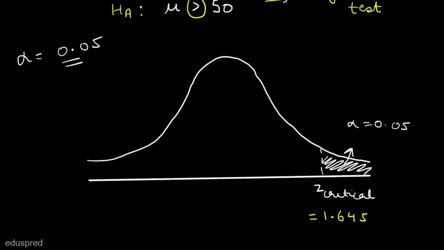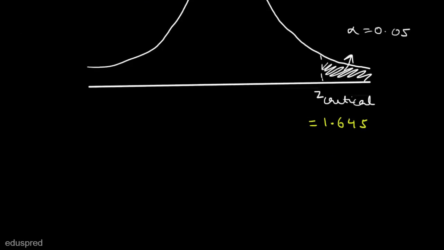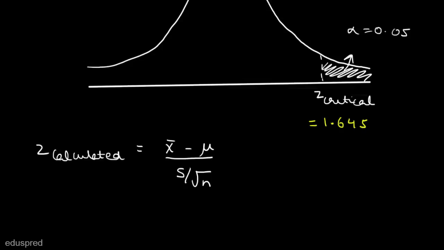Now let us find the Z calculated value. So now let's find Z calculated, and then we will compare Z calculated and Z critical to see whether we reject the null hypothesis or we do not reject the null hypothesis. Well, Z calculated is equal to x bar minus mu divided by sample standard deviation divided by square root of n. And note that this mu that I have written here is the value of mu under the null hypothesis.